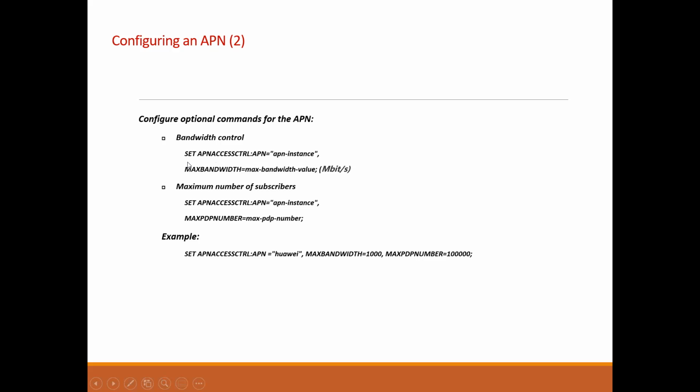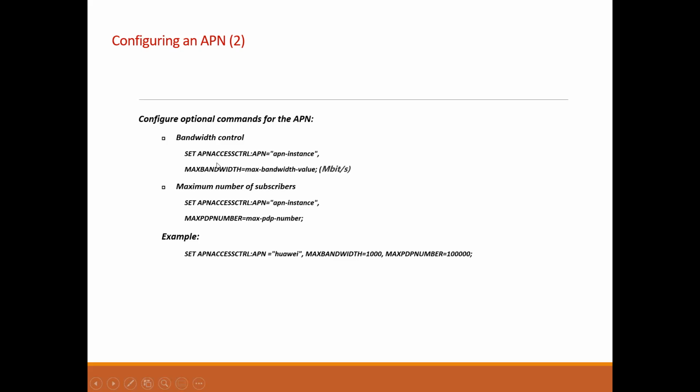Usually we do not have a restriction, but in case we have a restricted bandwidth available via the ISP, we have the option of restricting the total bandwidth that can be provided to a specific APN. It is done via this command, set APN access control. You provide the APN name, and then the maximum bandwidth that will be provided to this APN, and this is then provided to your mobile station in your APN-AMBR.